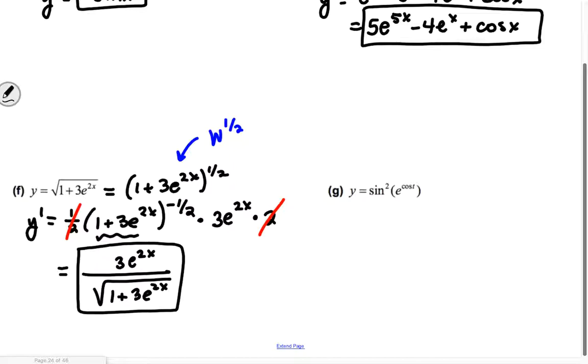Are we ready for a double chain? You guys hate the double chains.